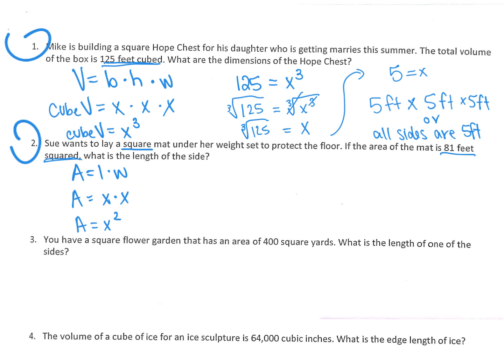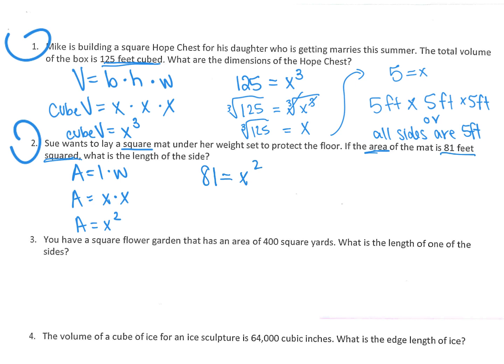So now, well, I know what the area is. The area is 81 feet squared. They told us. It says the area of the mat is 81 feet squared. So with that, A, I'm going to replace with 81. And we know that's going to equal our x squared, because we're trying to figure out what those side lengths are. Those x's are our side lengths.